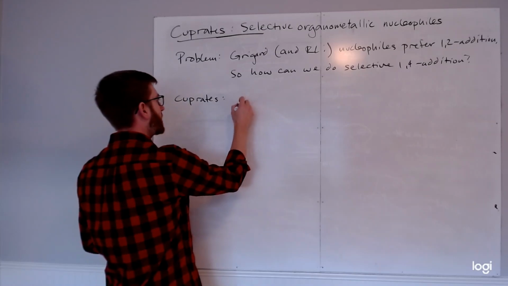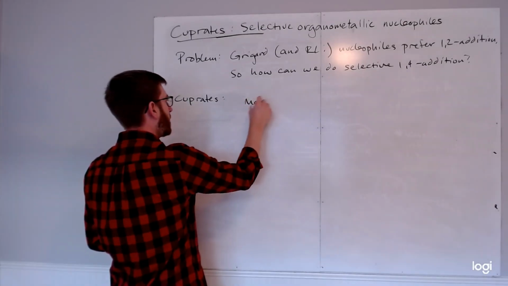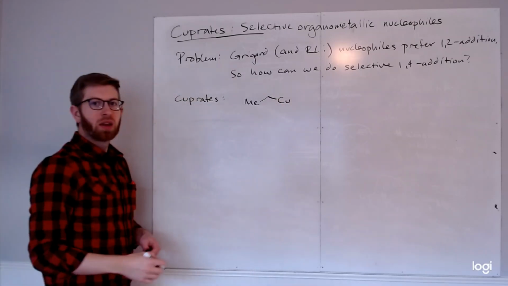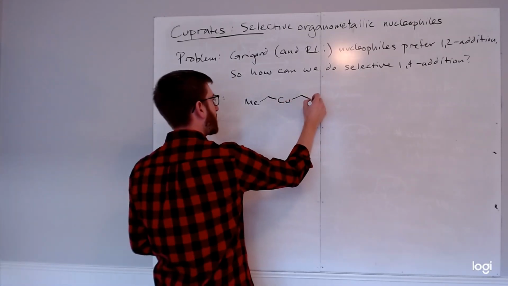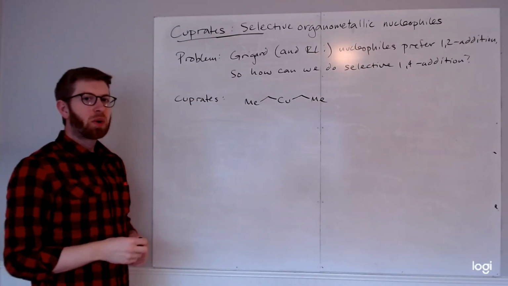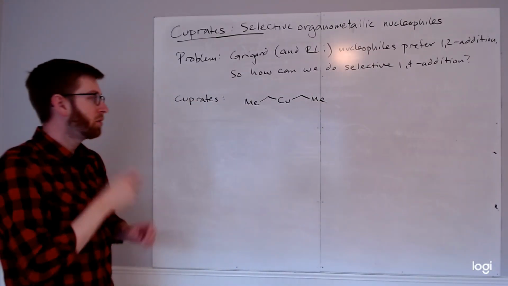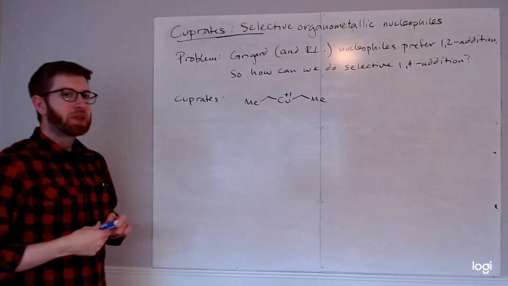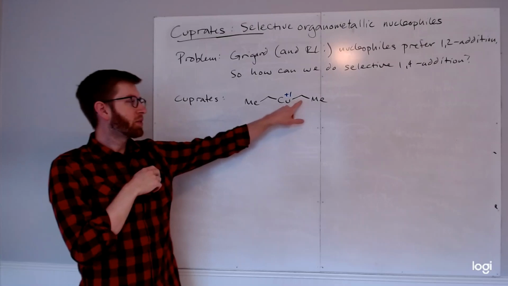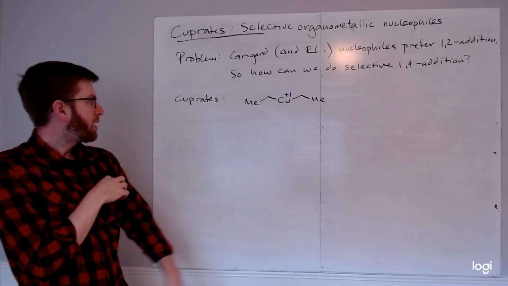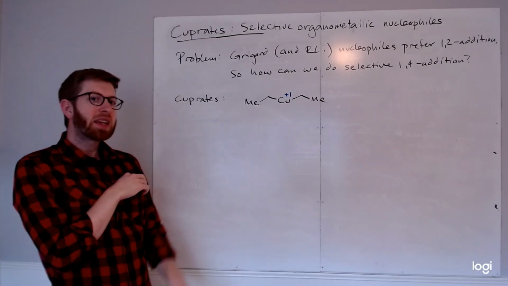So I'll draw an example of a cuprate here. So an ethyl group. So I've got a carbon-copper bond, and then another carbon-copper bond. And if this copper is at the +1 oxidation level, which is what they are in cuprates, and we treat these carbon groups as anions, which is also appropriate given what we know about electronegativity, then this copper is negatively charged.